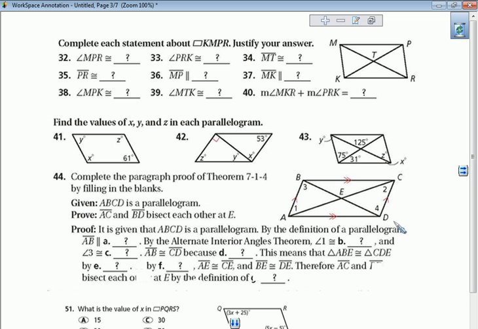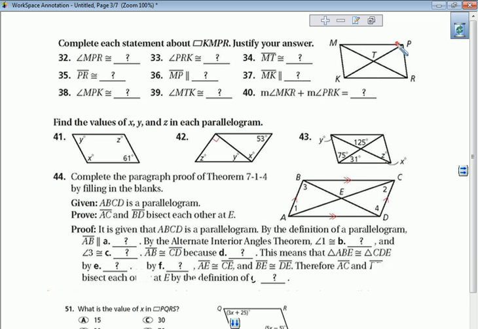Okay, so let's take some of those things we've just talked about, and if you're following along in our textbook, we flipped over to actually the homework section, so we're now on page 214. All right, so let's look at 31. It says complete each statement about parallelogram, so it tells us it's a parallelogram, and justify your answer. The first one, angle MPR.